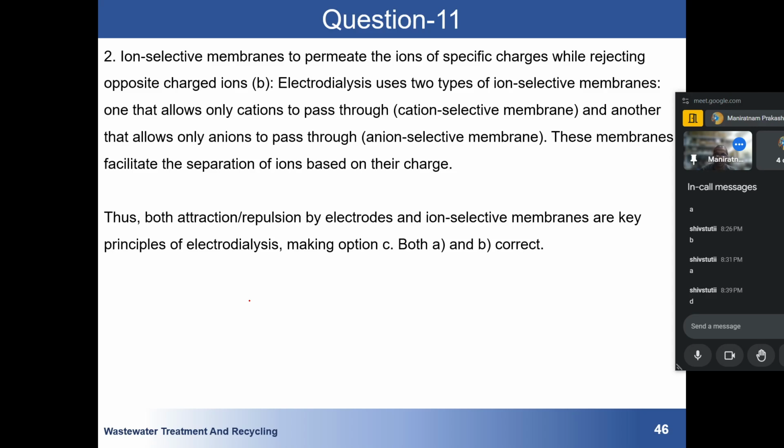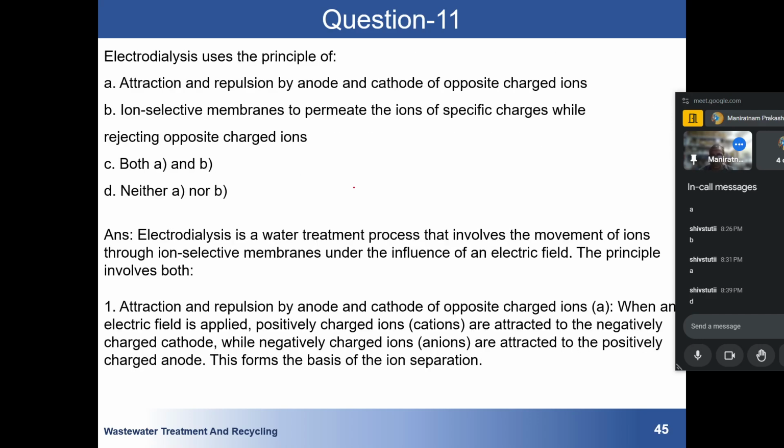Both. C, both A and B. In ion selective membranes to permeate, electrodialysis uses two types of ion selective membranes. One allows only cations to pass through and another allows only anions to pass through. These membranes facilitate the separation of ions based on their charges. So both are correct. If you want to discuss why you said D, then we can discuss, or else I have explained why the answer will be C.